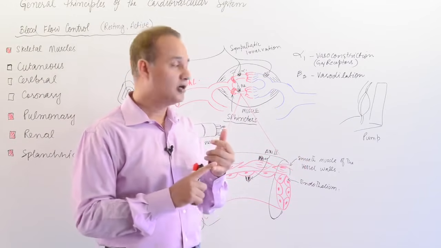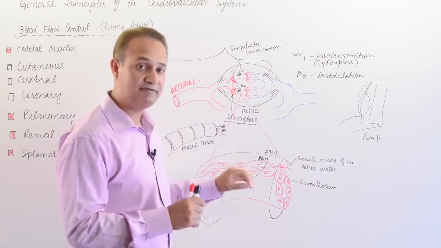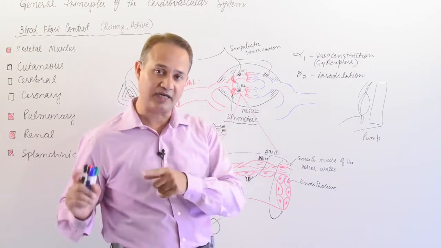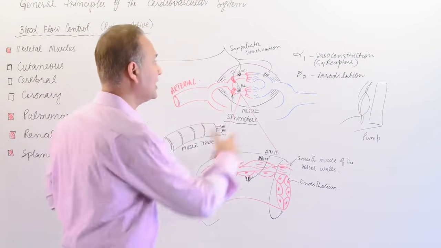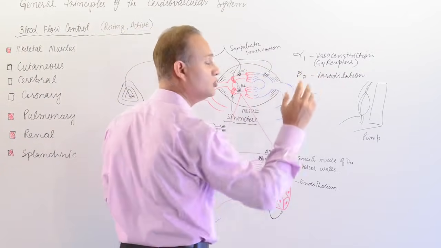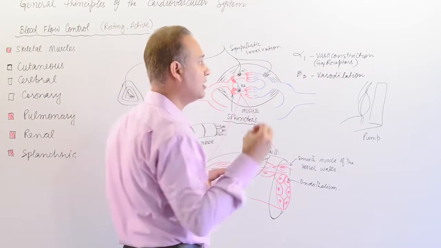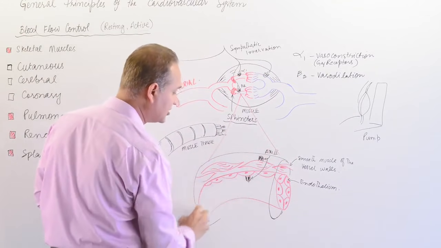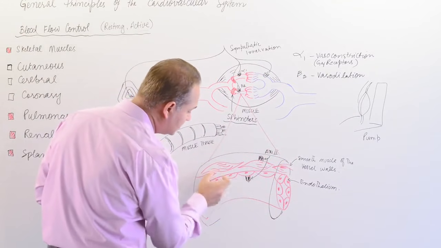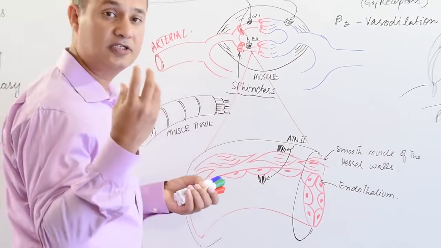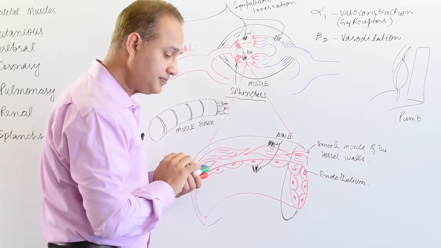Alpha 1 effect on the smooth blood vessels, we have done the microscopic and molecular structures and functions in a separate lecture. What happens is that when the alpha 1 receptor is activated, it is a Gq linked receptor, and when that is activated, it causes the smooth muscles. So this is a blood vessel here. It causes the smooth muscles in the wall of the blood vessel to contract, and it reduces the diameter.